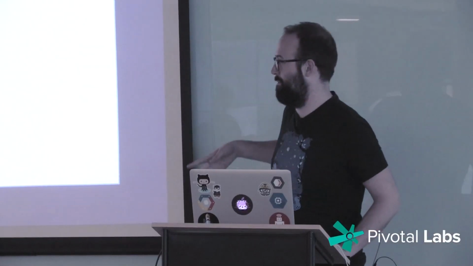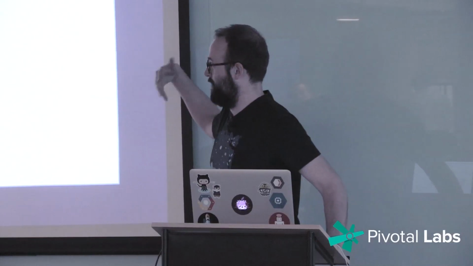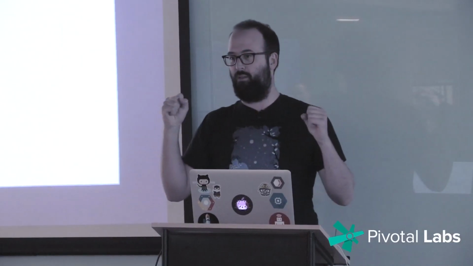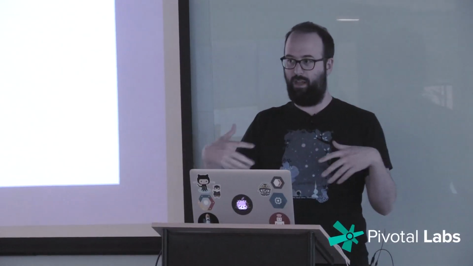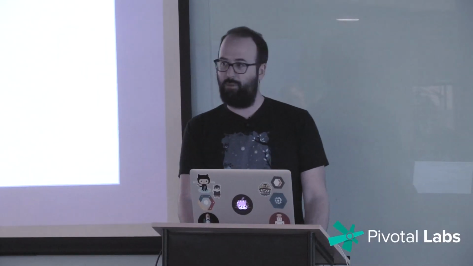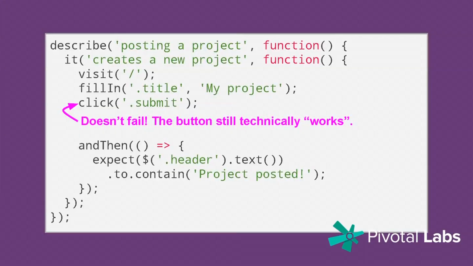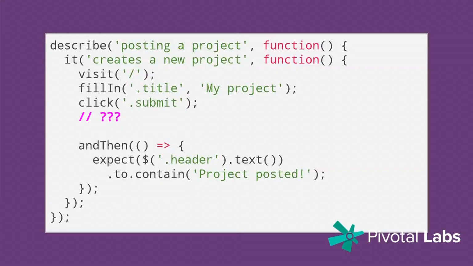They all follow the same kind of pattern: visit a page, fill in some information, click a button, and then assert something, right? Have some sort of expectation about what the state of the page is supposed to be. So there's a problem here, right? This doesn't break. The button still technically works. It's just visually wrong, right?